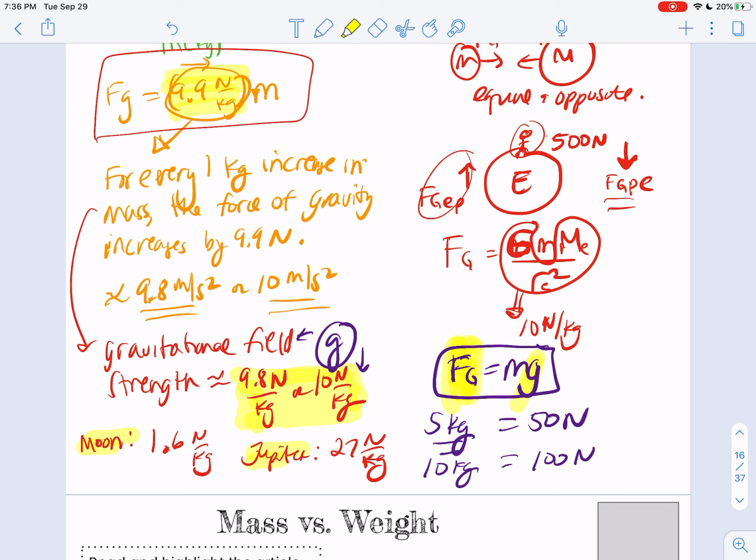So keep in mind that I like to think of this as a conversion factor, even though it's not really converting, because it's not the same thing. Mass and weight are very different, as you'll read on the next page. But I like to think of it more like a conversion factor than an actual acceleration, because it's not necessarily accelerating. It's just a way to turn mass into weight.